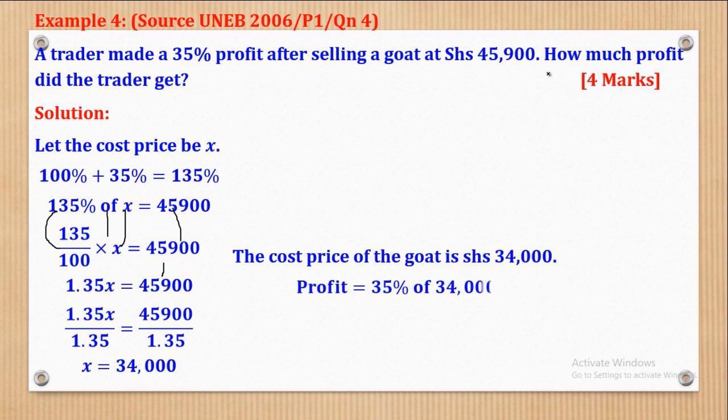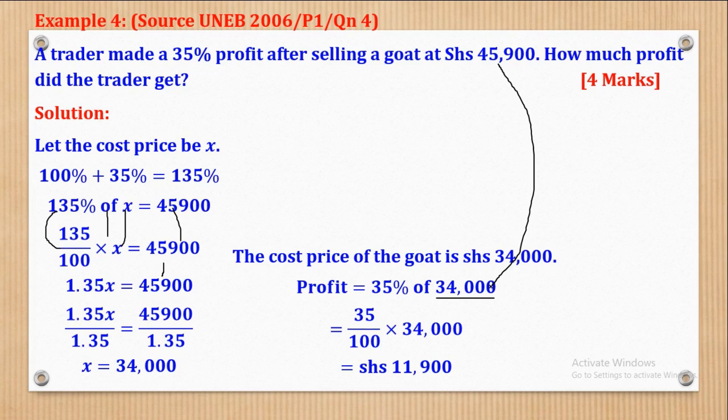Therefore we shall come here and say that profit will be equal to 35% of the cost price, which will be 3,500 times this to come up with 11,900. So basically that is one way of getting the profit. Or you can also say this minus this, you'll be able to get this. So any of the two works, because the profit is the difference between the selling price and the buying price, which is the cost price.